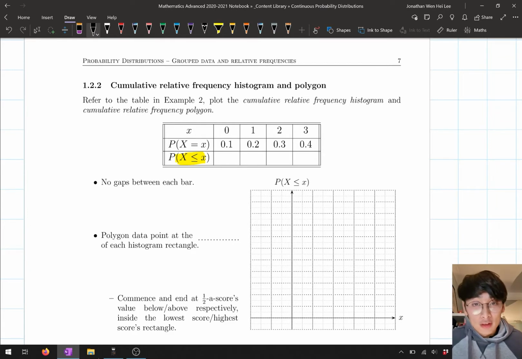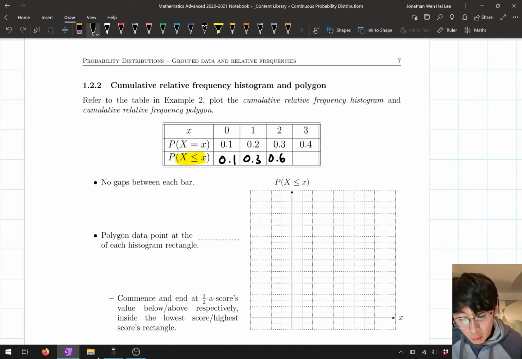So the way we filled this in, if you remember, we just added all the frequencies up until that point. In this case, it's adding up all the relative frequencies. So here, relative frequency, I've got 0.1. Next one, I'm just going to add on that 0.1 to the 0.2. So I've got 0.3. The next one, 0.6. And the final one, as we expect, it should be 1 because that is the total probability of all events. The total sample space will always have a probability of 1.